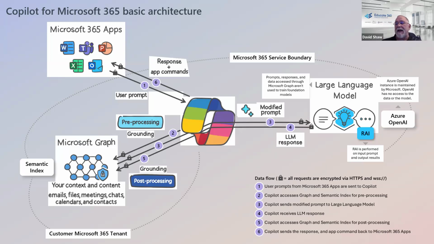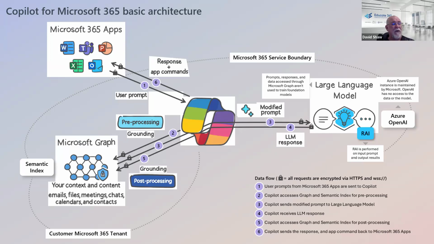So again, in the data flow, prompting happens in the application. It's sent to Copilot. Copilot accesses the graph and the index for pre-processing. Then Copilot sends a modified prompt back to the LLM, the large language model. Copilot receives a response. Copilot goes out to Graph and the index again for post-processing, and it sends a response and app commands back to the app itself.